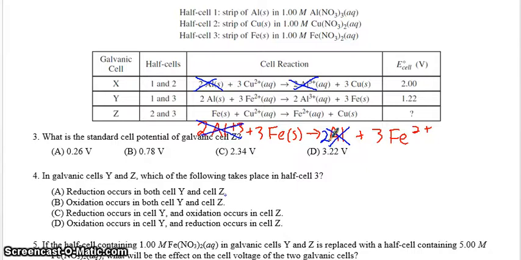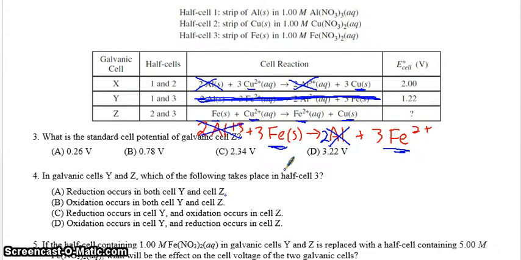By the way, this one's out. A little easier to see. And what you'll see is that you have iron on the left side. You have iron 2+ on the right side. You have copper on the right side. And you have copper 2+ on the left side.